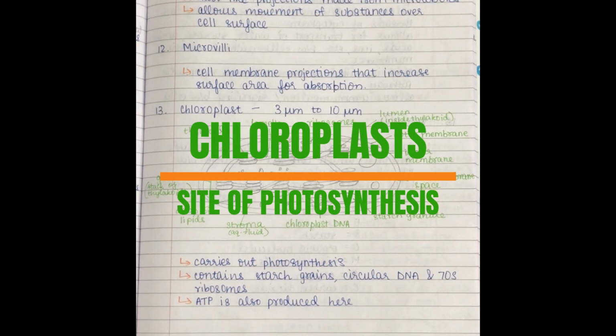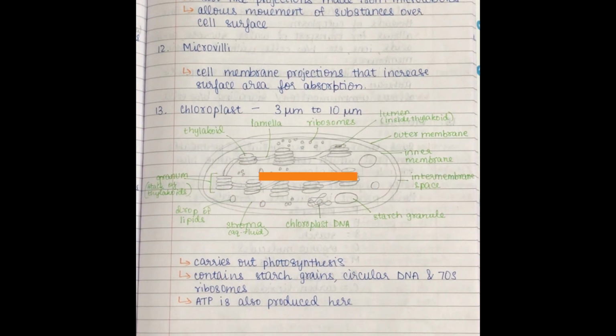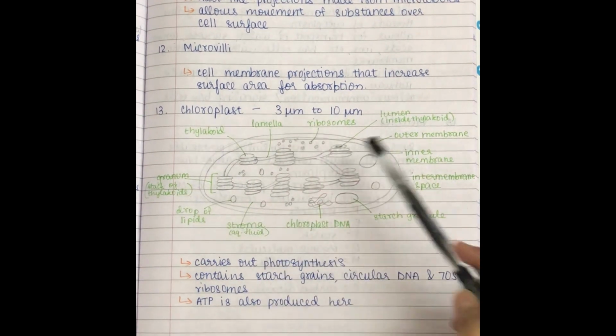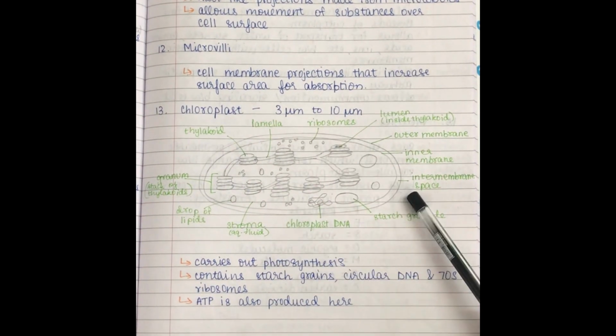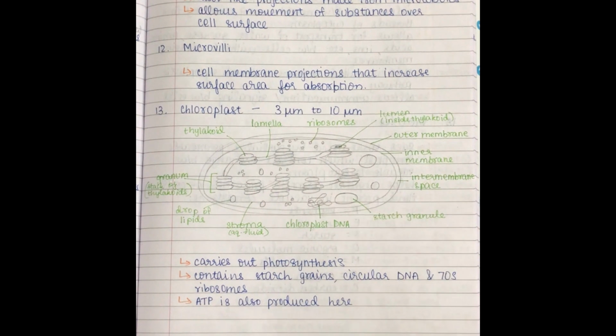Chloroplasts are structures found in plant cells and they are found in the green parts of a plant. We say that chloroplasts contain the green pigment chlorophyll. Note that chloroplasts are larger than mitochondria, and chloroplasts also are surrounded by a double membrane. So if we observe the structure of a chloroplast, it has an outer membrane and inner membrane. The space between the outer membrane and inner membrane is called the intermembrane space.